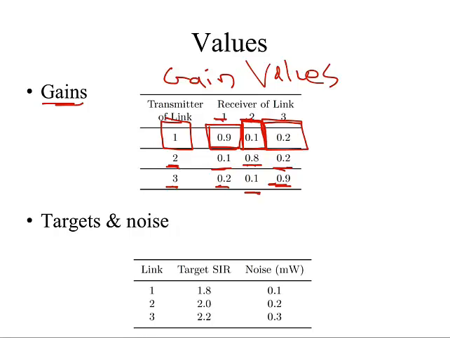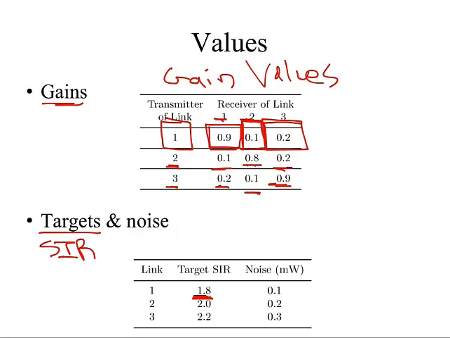And the other thing that we have to specify is the target SIR. So we said before, the target signal to interference ratio. That's what we want to get to. And in this table right here, we see that for link 1, we're targeting 1.8, which means that the ratio of the desired signals to the interfering signals has to be 1.8. So the desired or the received gain has to be 1.8 times greater than the interfering gain.